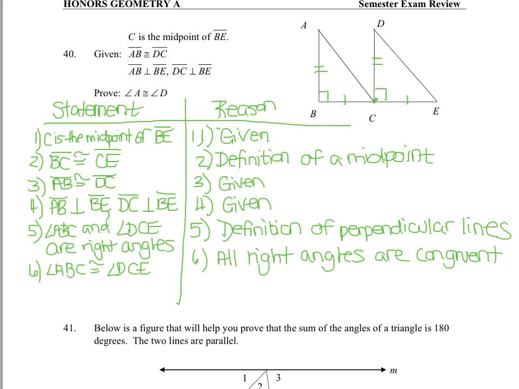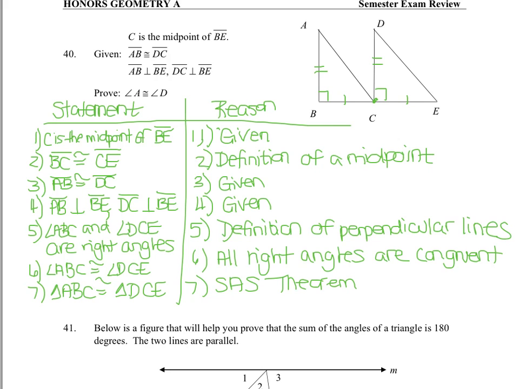So we have now proven that this side is congruent to this side, this angle is congruent to this angle, and this side is congruent to this side. So we can say that triangle ABC is congruent to triangle DCE. And the reason for that is the side-angle-side, SAS theorem.